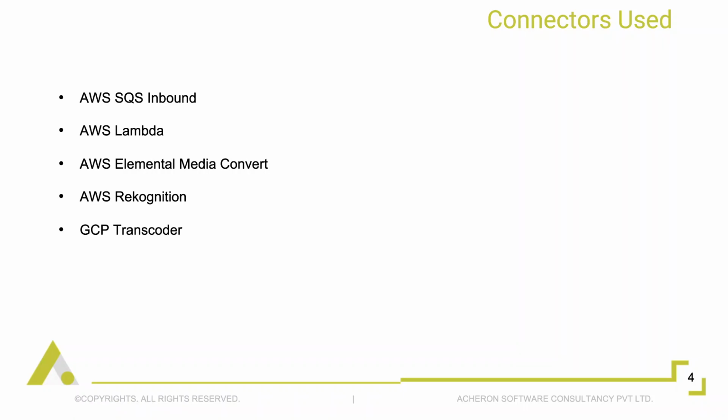When it comes to connectors, we are actually using these connectors for the media workflow to run and complete its functionalities. So we are using AWS SQS, Lambda, Elemental MediaConvert for transcoding, and Rekognition for recognizing the content of the video, and we are using GCP Transcoder as well.